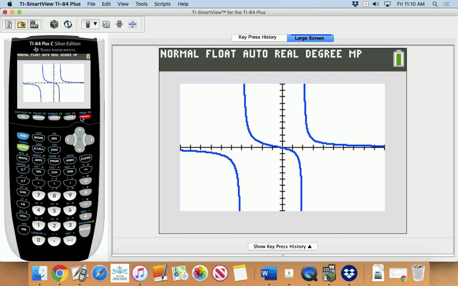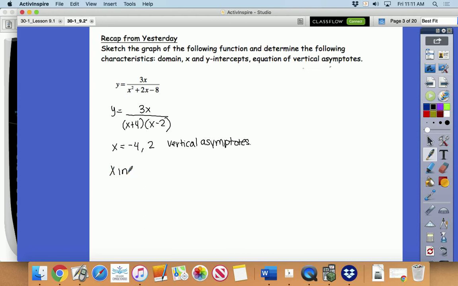So let's look at the intercepts. If I go trace, 0, enter, that's going to give me both my x and my y intercept because they are the same. So I'm going to write my x-intercept is equal to 0 and my y-intercept is equal to 0.